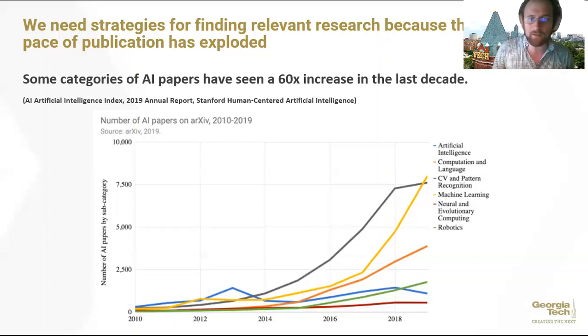Just from this graph, for example, the topics in machine learning, artificial intelligence, deep neural nets, and robotics have really exploded in the last decade, and it's imperative to know how to read and write these papers to be able to venture into some of these new topics.